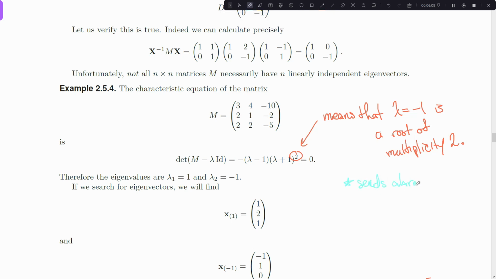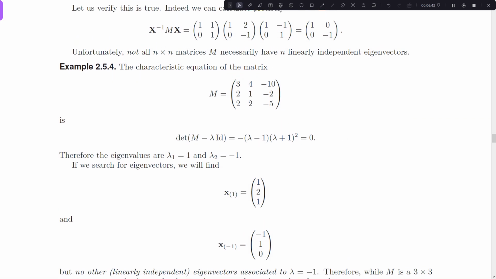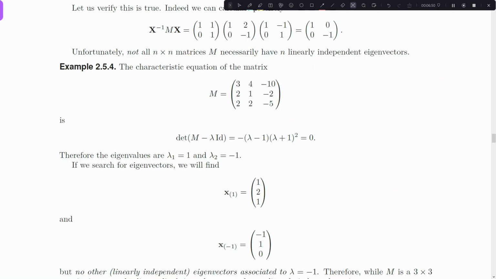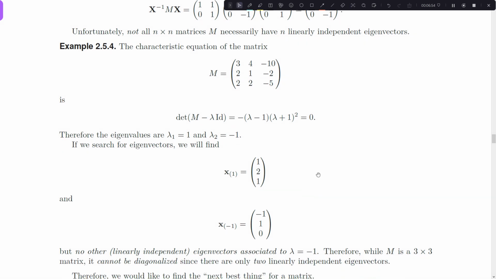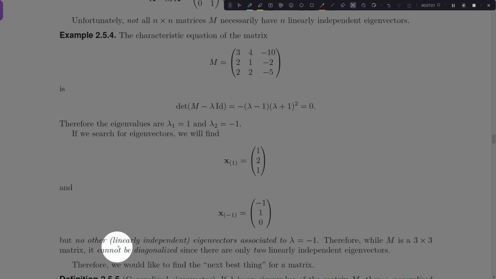It sends alarms that maybe there are only 2 eigenvectors. This is because really there are only 2 distinct roots of the equation, and one of them has a higher multiplicity. If we go through the regular procedure and search for eigenvectors, we can find them, and we would notice that there are, in fact, only 2. So there are only two linearly independent eigenvectors, and in particular, this means that M can't be diagonalized. M is a 3x3 matrix, but it cannot be diagonalized.